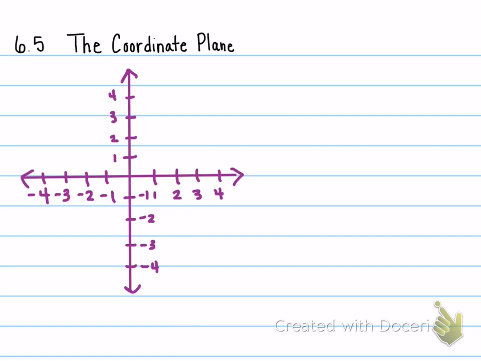Okay, now we want to talk about the parts of the coordinate plane that we need to know. When we're talking about the horizontal number line and the vertical number line, we call those axes. If you're looking at the horizontal number line, they call that the x-axis. The vertical number line, they call the y-axis.